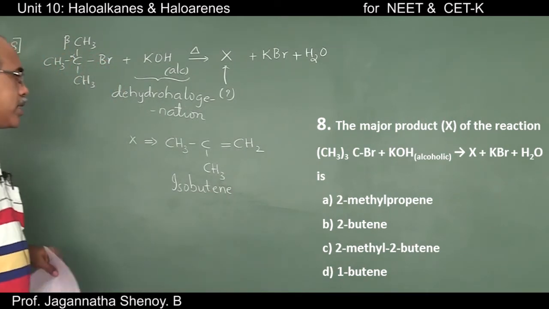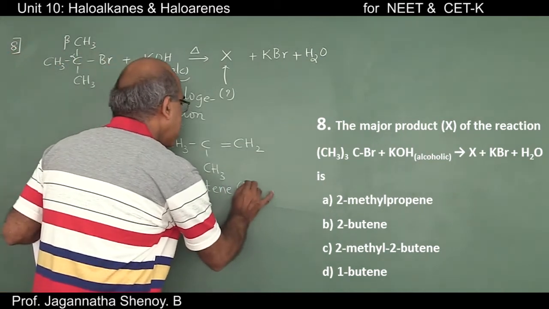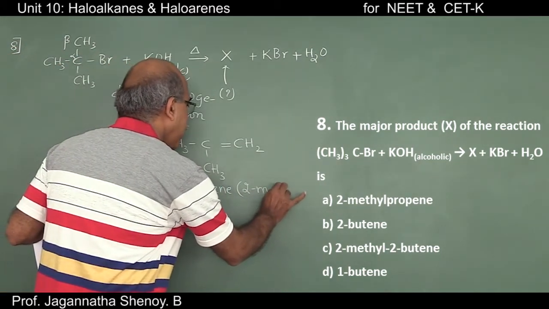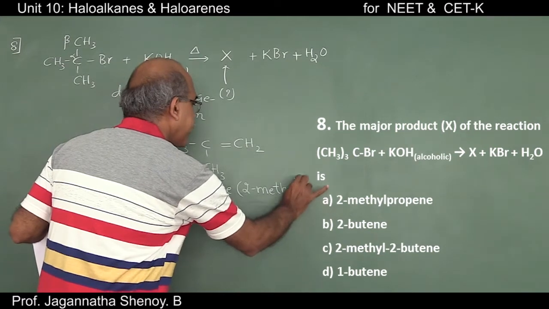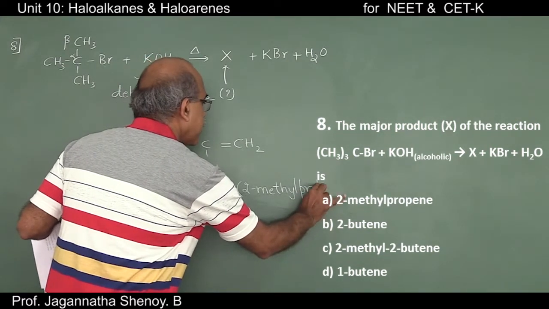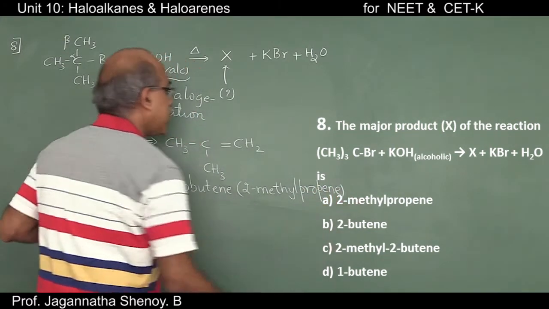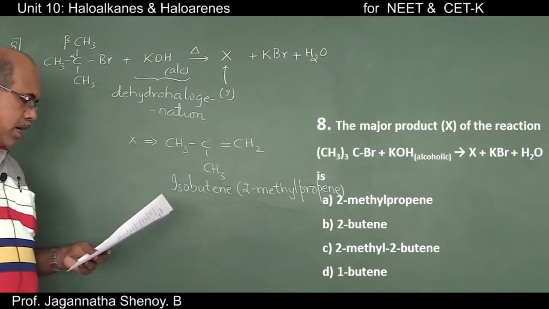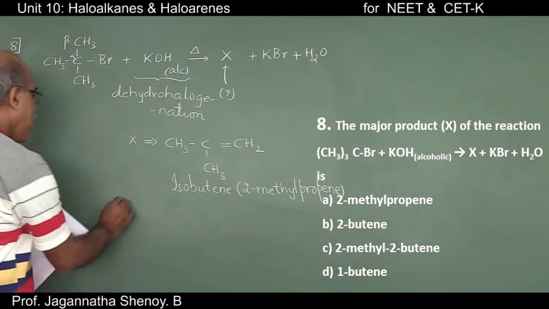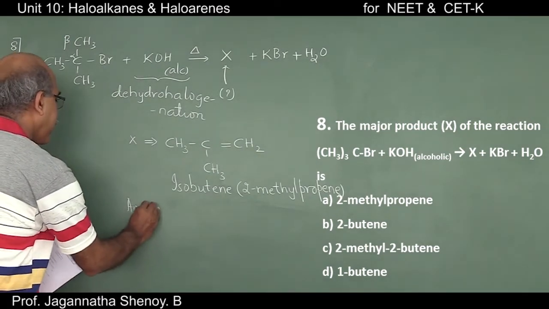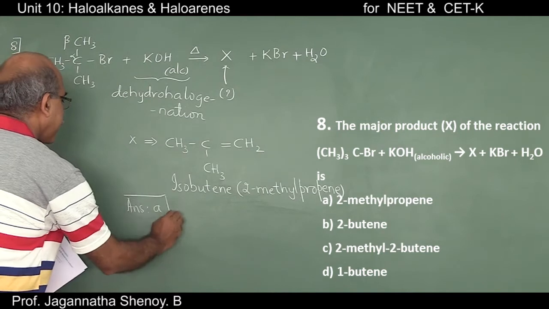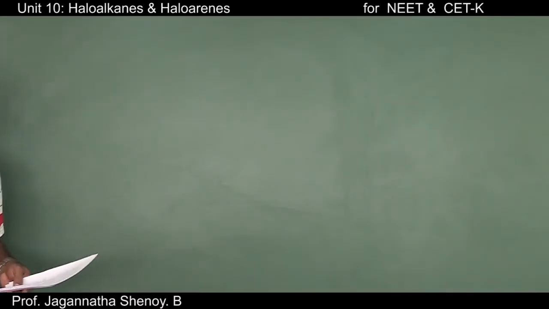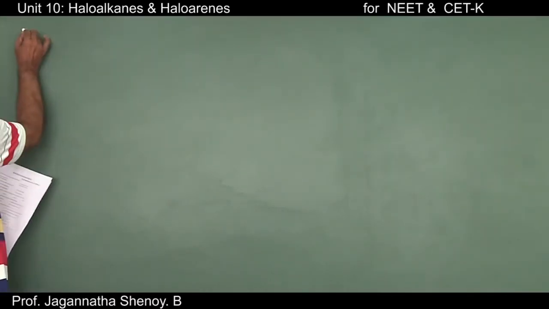And what's the IUPAC name of this compound? It is 2-methyl propene. Right? So what's the answer for question number 8? It has to be option A. Now we'll go to question number 9.